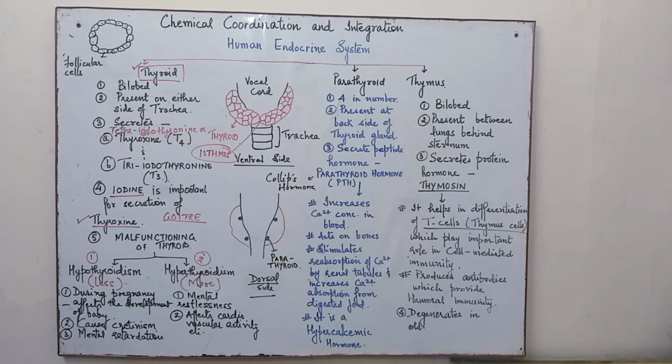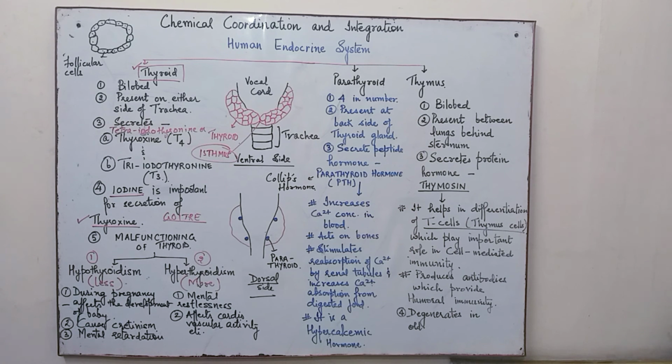It is present between the lungs, behind the sternum. It secretes a hormone which is again a peptide hormone, thymosin. And this thymosin plays a major role in developing the immunity of the body. The thymosin is responsible for the differentiation of the T cells, that is the thymus cells.